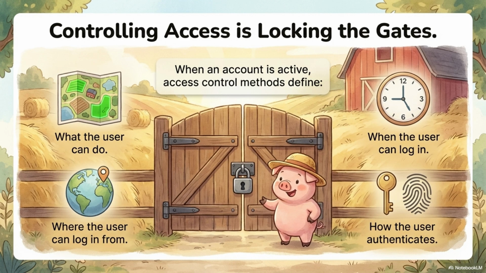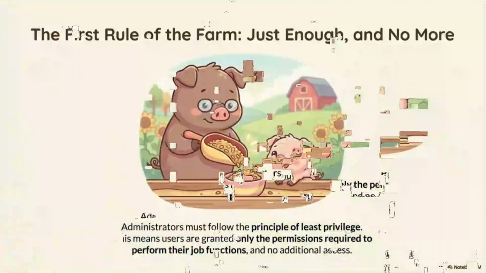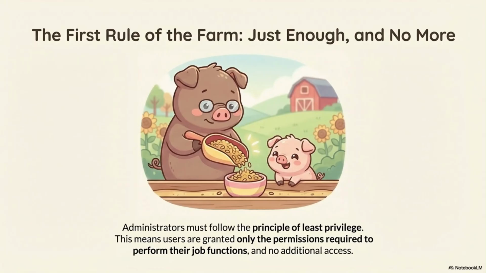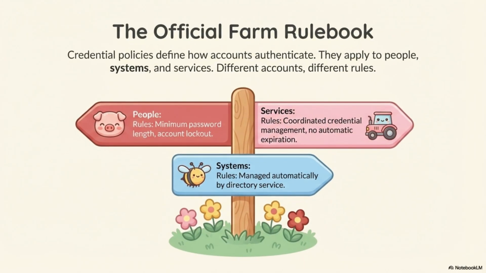When an account is active, access control methods define what the user can do, when the user can log in, where the user can log in from, and how the user authenticates. Administrators must follow the principle of least privilege. The principle of least privilege means users are granted only the permissions required to perform their job functions and no additional access. Credential policies define how accounts authenticate. They apply to people, systems, and services.